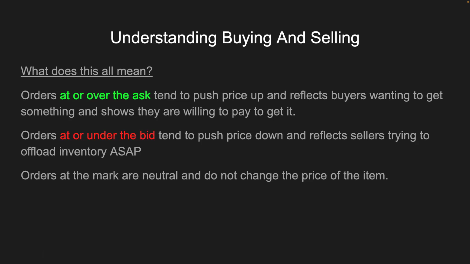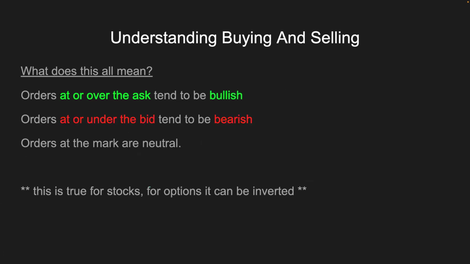We're going to go over how that works, because in the volume profile we actually can't really see either of these, but in the footprint, we don't track orders at the mark at all. So just to recap, orders that are at or over the ask tend to be bullish; price usually reacts and moves up. Orders that are at or under the bid tend to be bearish; price goes down. And orders at the mark are neutral. This tends to not move price whatsoever.